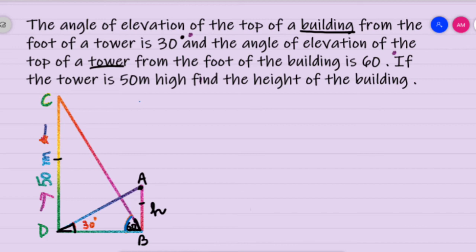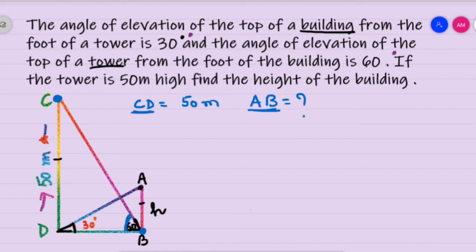Now, see, CD is your tower and the height of CD is given as 50 meter. Okay, CD is equal to 50 meter. Now, you don't know the height of the building. You don't know AB is equal to how much, because we have taken AB as our building. Please first of all take into consideration that CD is your tower and AB is your building. Okay, and from AB, B is your foot of the building, and from the foot of the building to the top of the tower, the angle of elevation is 60 degree.